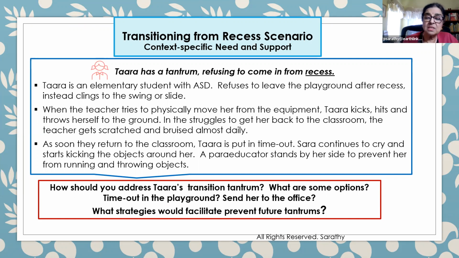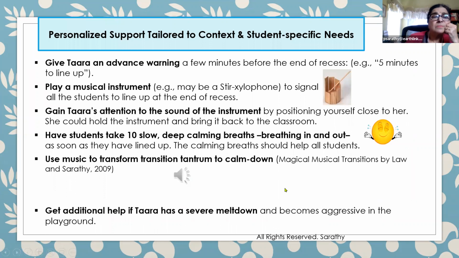What are some options? Let's look at her options. Instead of sending her to timeout, let us teach her some replacement behavior. Give Tara an advance warning a few minutes before the other children are lining up, maybe 3 minutes to line up or 2 minutes to line up, whichever time is best for you.